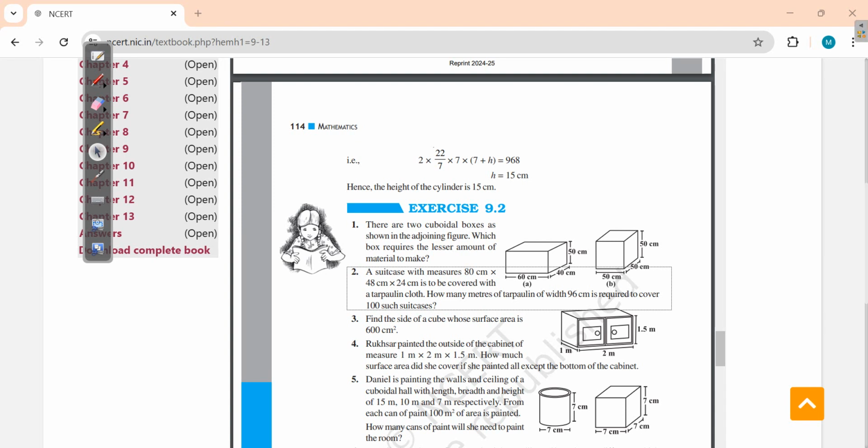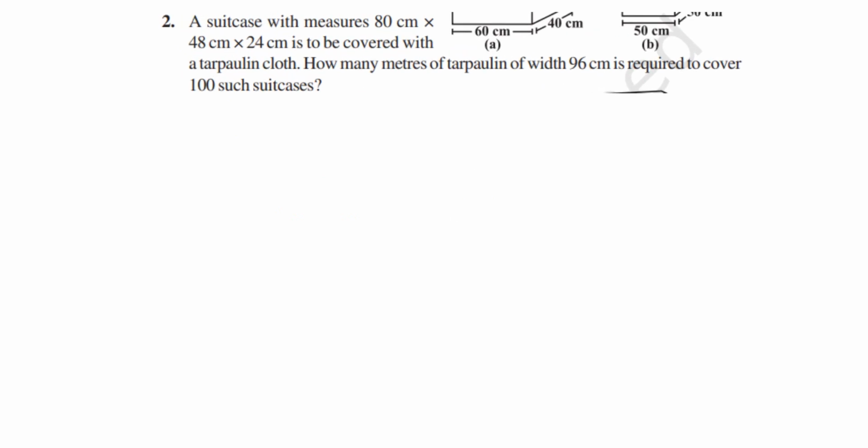In this question, a suitcase is there, like this laptop. 80 centimeter in length, 48 centimeter in breadth, but this height is very less. A laptop is 4 centimeter, but that suitcase will be like that printer. How much will be the height? So you have to cover that one.